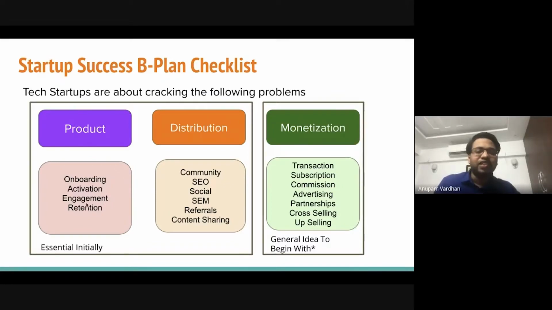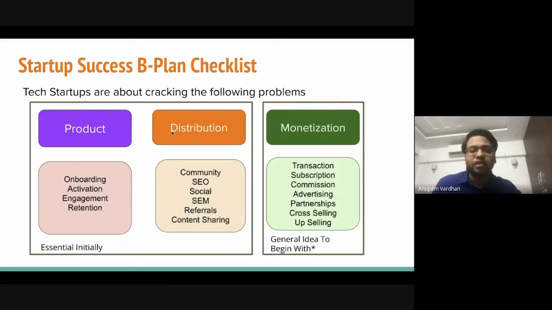Engagement, this is quite intuitive. It is just the amount of time or the number of sessions the user spends on your platform, and retention is your ability to retain the user, of course. So these things are essential for a product. When you're building a B plan and thinking about launching a product, you need to think of these elements, as in how would you crack these four problems, right?